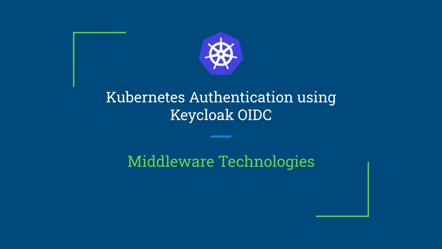Today we will be looking at how we can authenticate using Keycloak OIDC in a Kubernetes cluster. In our last video, we have seen how we can use a service account bearer token to configure our Kubernetes system for authentication. Here we are going to use Keycloak, which is an OpenID Connect compatible identity provider, to authenticate in the Kubernetes cluster. So let us get started.